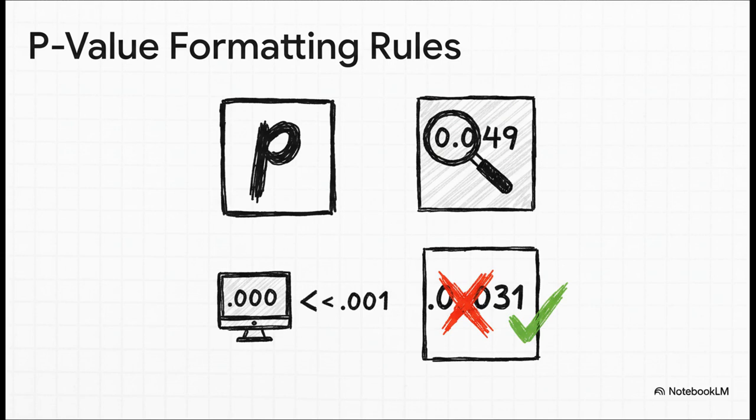First, the letter P itself is always italicized. When you're writing it in your text, report the exact value, usually to 2 or 3 decimal places. Now here's a key one. If your program says P equals 0.000, you never write that. You write P less than 0.001. It's not actually 0, it's just really, really small. And finally, notice there's no 0 before the decimal point. It's .031, not 0.031. Getting these little details right makes a huge difference.